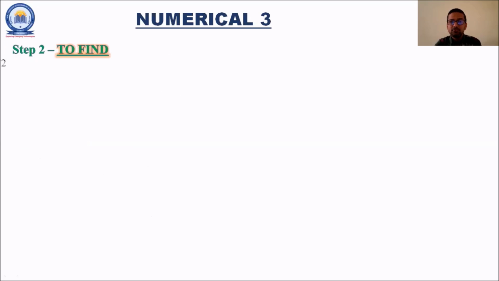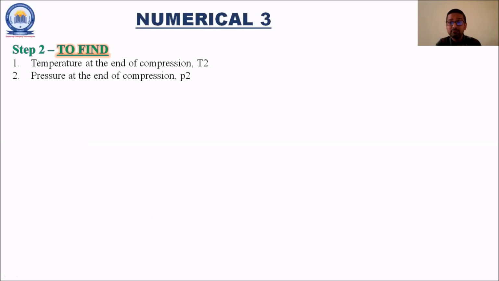Next, we need to find the temperature at the end of compression. So compression is completed at point 2. So we need to calculate T2. Similarly, at the same point, we need to calculate the pressure P2. And finally, we need to calculate the air standard efficiency, that is eta DC.